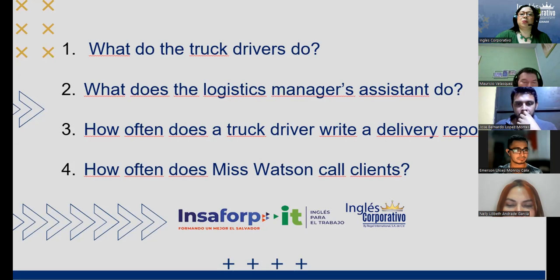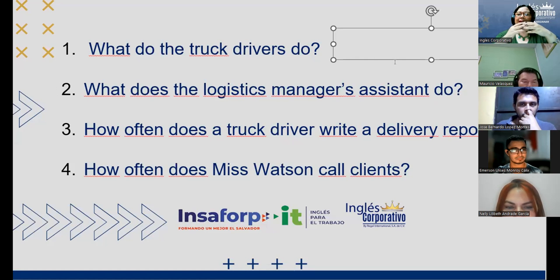When we want to express what the truck drivers do, we have to be careful with the verb agreement. Verb agreement means that the verb form has to match the subject we are using. For example, if we are talking about one truck driver, we use the third person form, adding the letter S to each verb, okay?